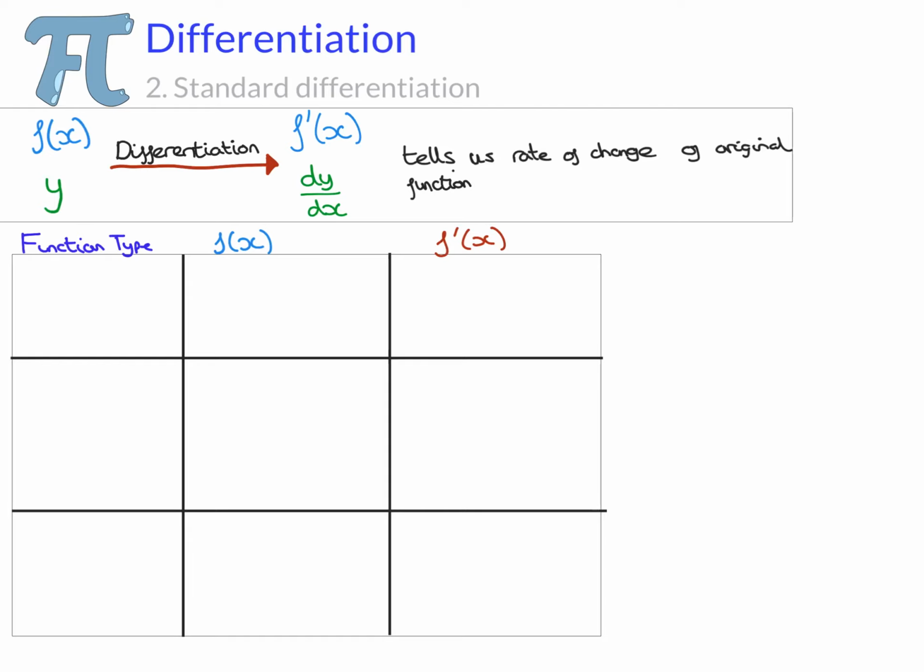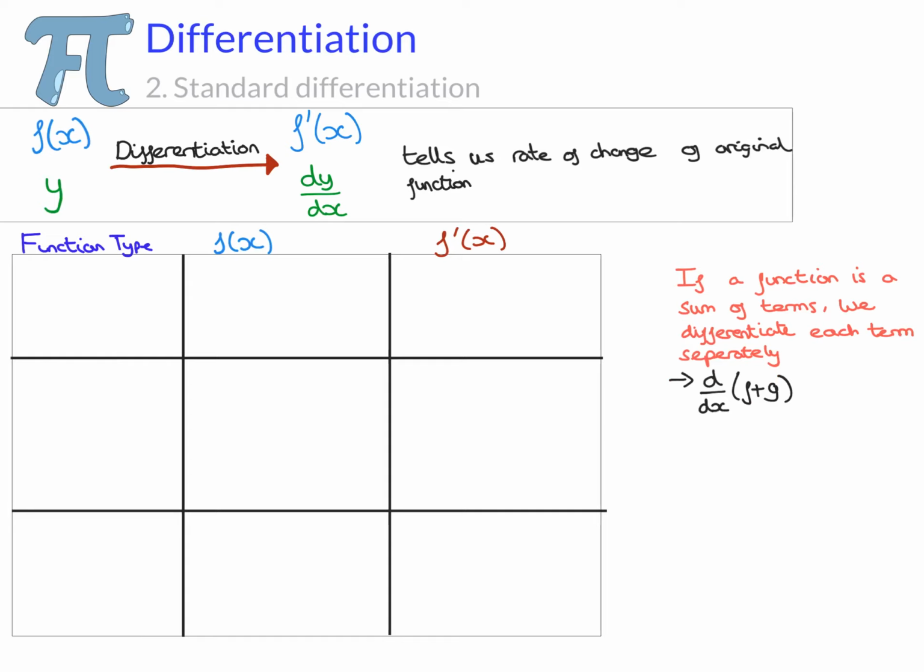It is useful to note now that if we have a function that is a sum of multiple terms, we can differentiate each term separately. So differentiating, say, f plus g is the same as differentiating f and g separately and then adding the results together.